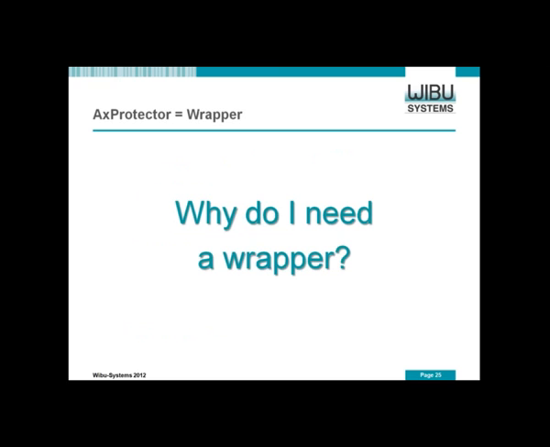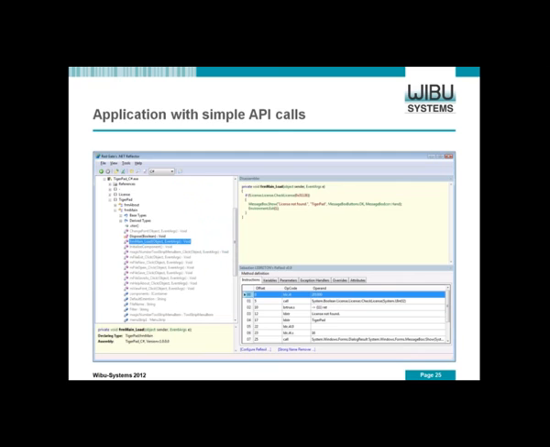Why do I need a wrapper? Just a few words about this. Here I have an application with a simple API call, and in the case of a .NET or Java application, the code can be reverse engineered very, very easily. This tool is called Reflector, but there are many similar tools also for Java or other tools for .NET. And you just take the ready compiled application, the release version, and it shows you the C# code or Visual Basic code. And then here we see, oh, there's a license check.